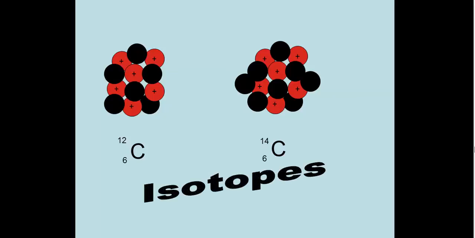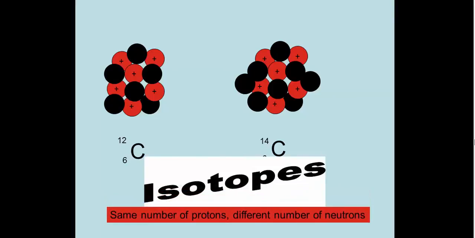These are isotopes. The prefix iso means same. You might have heard of isotherms, linking areas of equal temperature, or isobars, linking areas of equal pressure. So isotopes have the same number of protons, different numbers of neutrons.